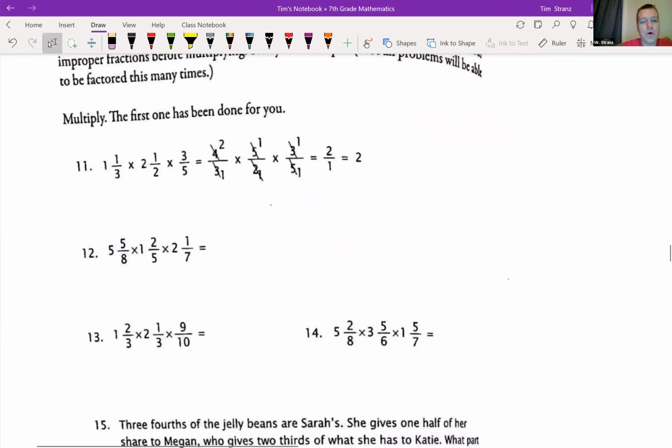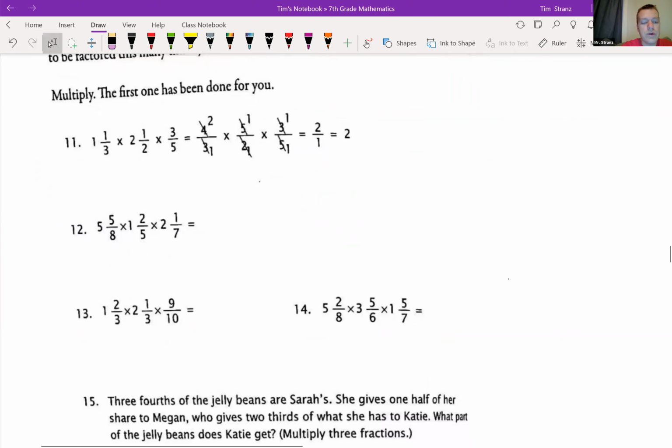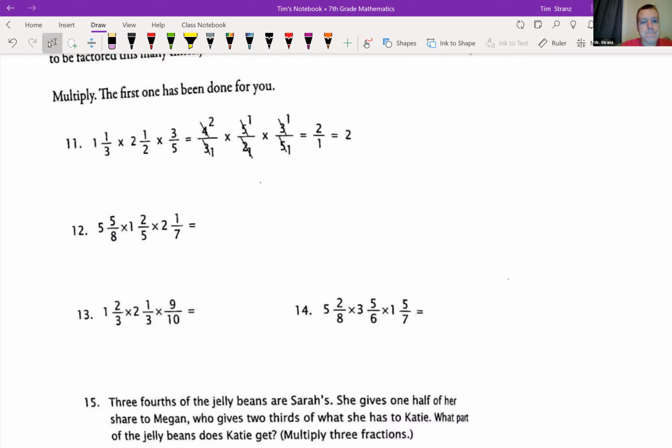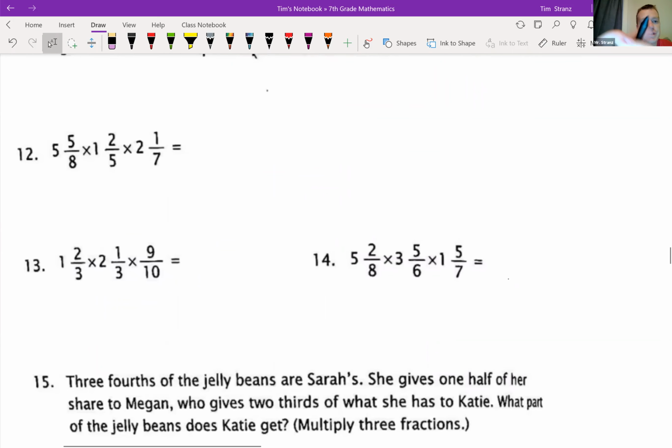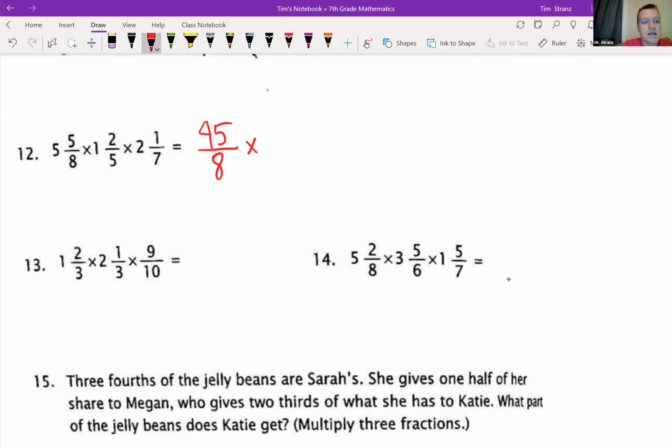Multiply, the first one's been done for you, so we're going to go on to number 12. Okay, I'm going to make these all improper fractions first. So 5 times 8 is 40. 40 plus 5 is 45. 5 over 8 times 1 times 5 is 5, plus 2 is 7 over 5, times 2 times 7 plus 1, that's 15 over 7.